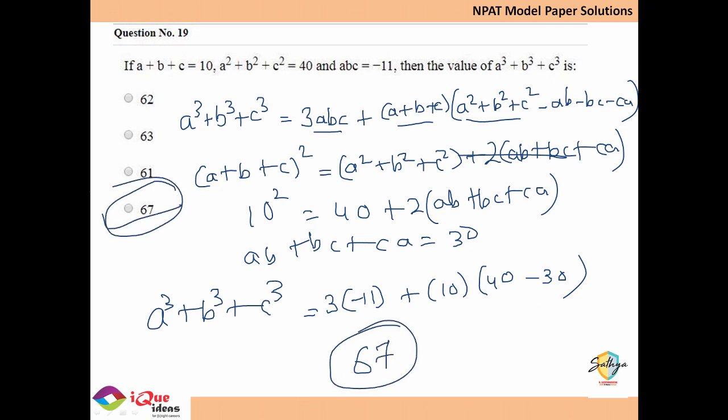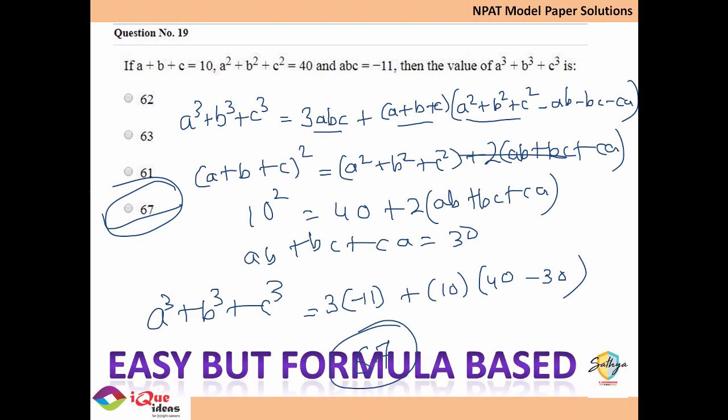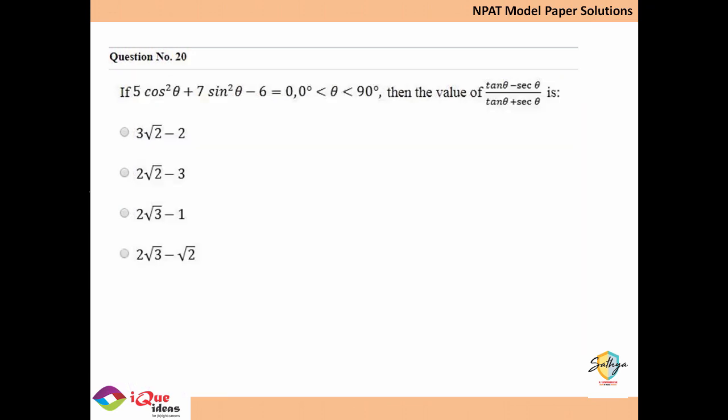So here it's a bit tricky, right? Because it's formula based. If you know the formula that a cube plus b cube plus c cube minus 3abc is a plus b plus c into a square plus b square plus c square minus ab minus bc minus ca, then you will be able to solve it. But if you are not aware of the formula, then definitely it's a tricky one and can be left in the exam. 20th problem. 5 cos square theta plus sin square theta minus 6 is equal to 0.